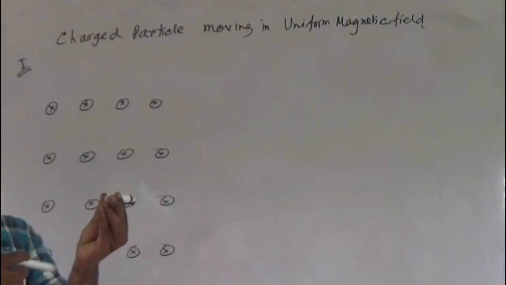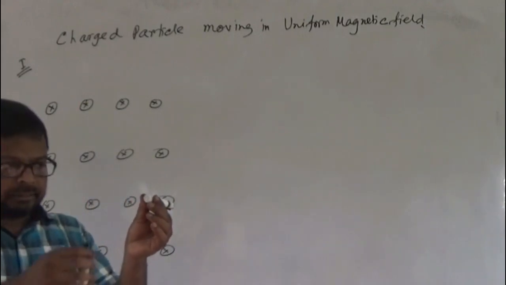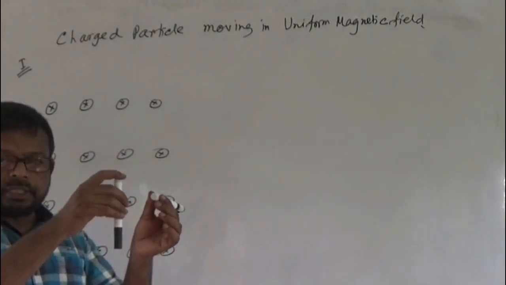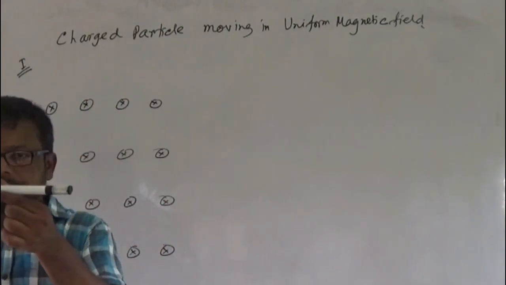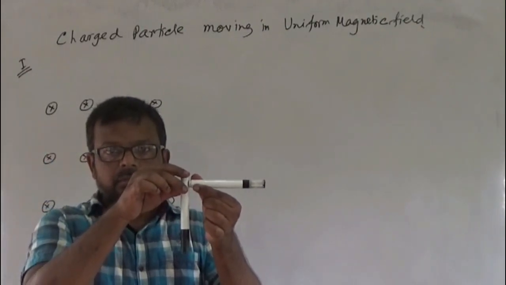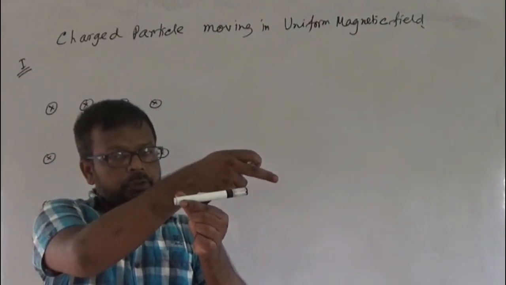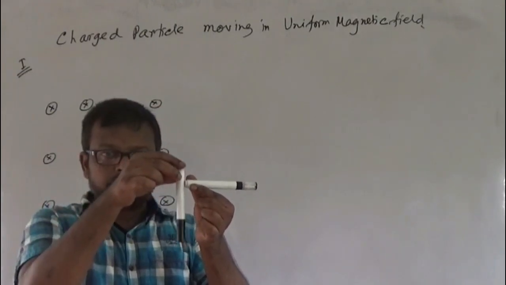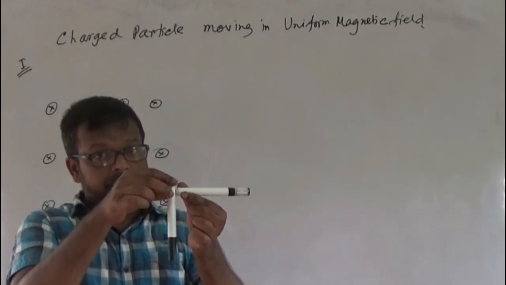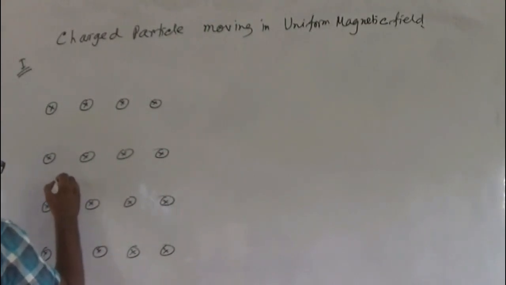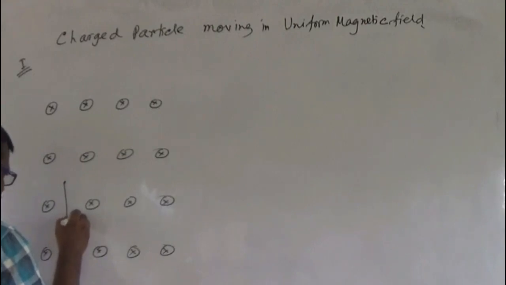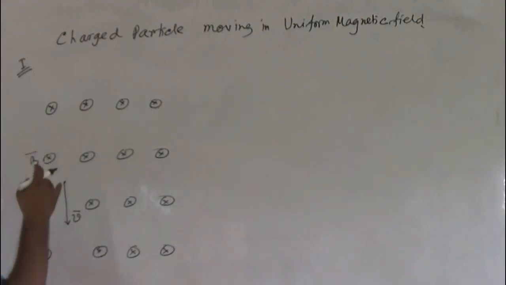We have already considered that this is the magnetic field into the board, and a charged particle of charge q and mass m enters the region in this direction. This is the magnetic field direction into the board, and this is the direction of the charged particle moving. Here a charged particle enters this region and is moving in this direction. This is the direction of B, which is into the board.